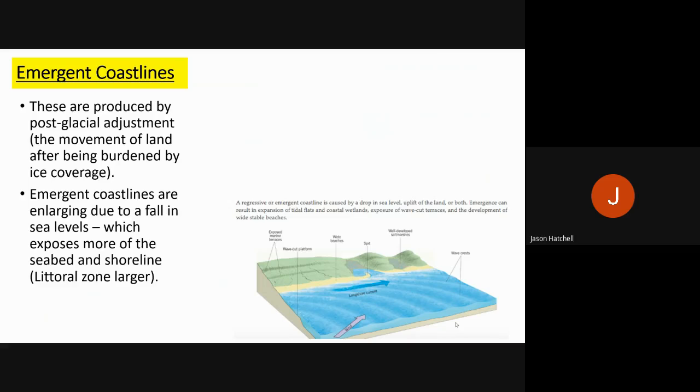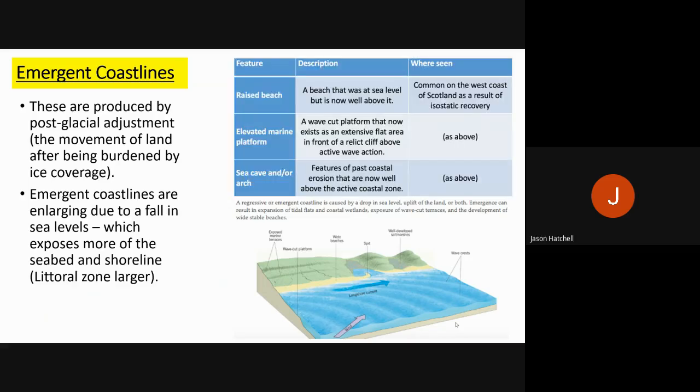And emergent coastlines are getting bigger and enlarging due to a fall in sea levels, which exposes more seabed and shoreline, which is the littoral zone. So emergent coastlines are generally increasing in size. And here on the right-hand side at the top there, we have features such as a raised beach, an elevated marine platform, or a sea cave or an arch. And this goes through briefly again what these are. You've already seen these in the EQ2 video and where we can find them.